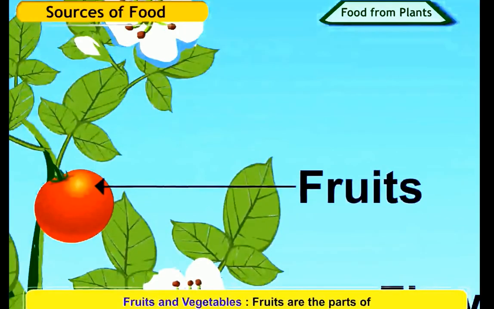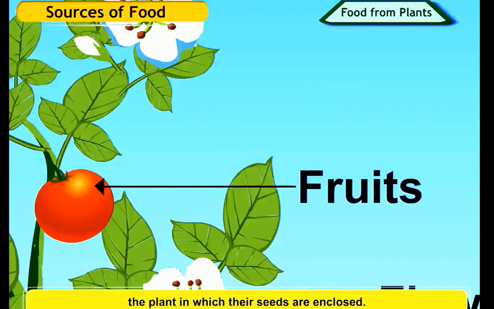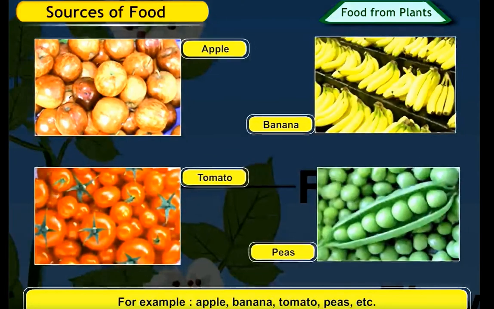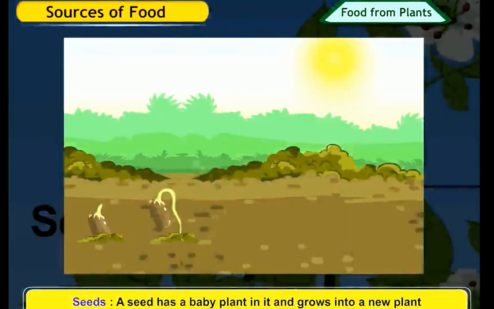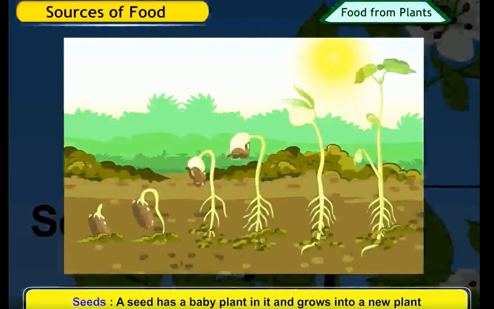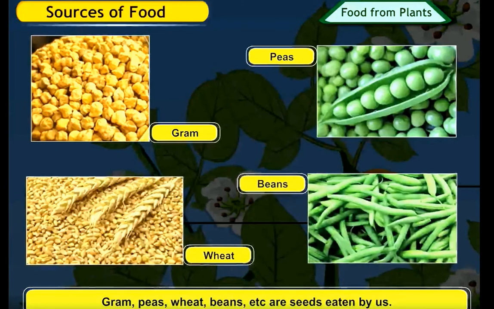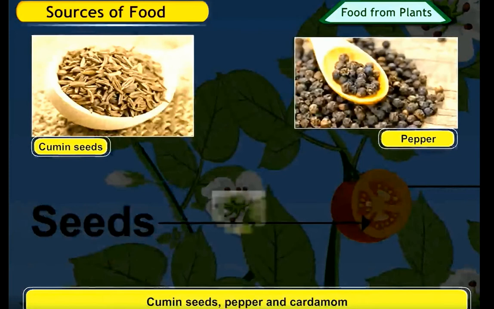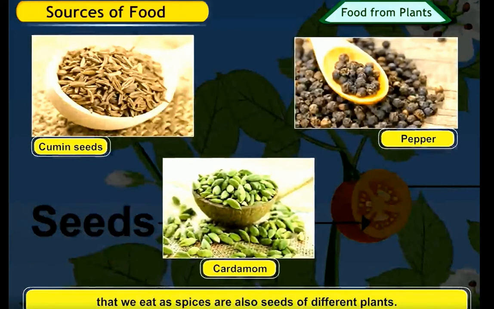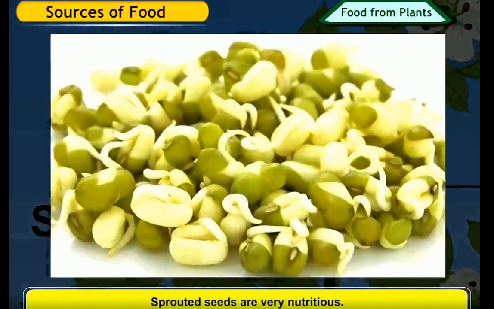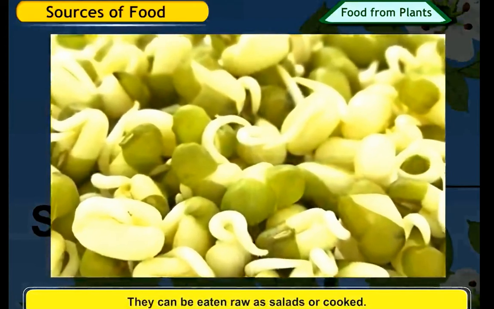Fruits and vegetables. Fruits are the parts of the plant in which their seeds are enclosed. A lot of fruits and vegetables are also eaten by us. For example, apple, banana, tomato, peas, etc. Seeds. A seed has a baby plant in it and grows into a new plant. Gram, peas, wheat, beans, etc. are seeds eaten by us. Pepper and cardamom that we eat as spices are also seeds of different plants. Sprouted seeds are very nutritious. They can be eaten raw as salads or cooked.